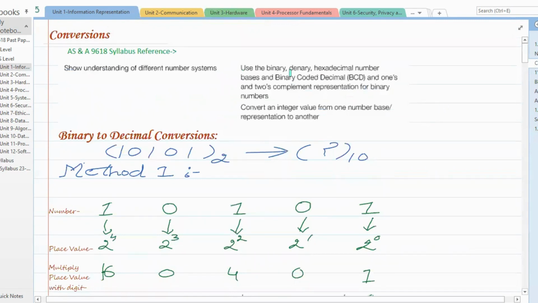So in the syllabus, where it is mentioned, convert the integer value from one number base to another, we have covered binary to denary, denary to binary, and today we have covered binary to hexa and hexa to binary. That's all for today.